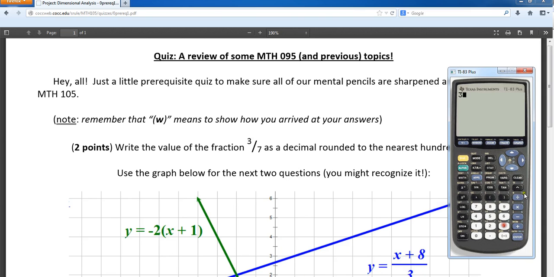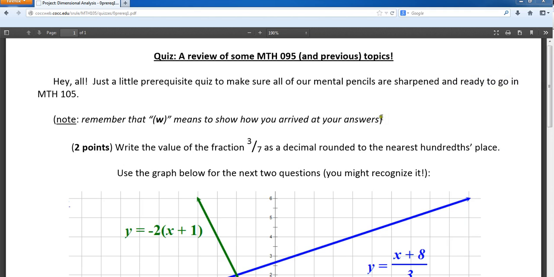Just simply type 3 divided by 7, hit enter. It's about 43%. So 0.43 would be your solution rounded to the nearest hundredths place as a decimal. Okay, 43% approximately, or 0.43 as a decimal. There you go for the first one.